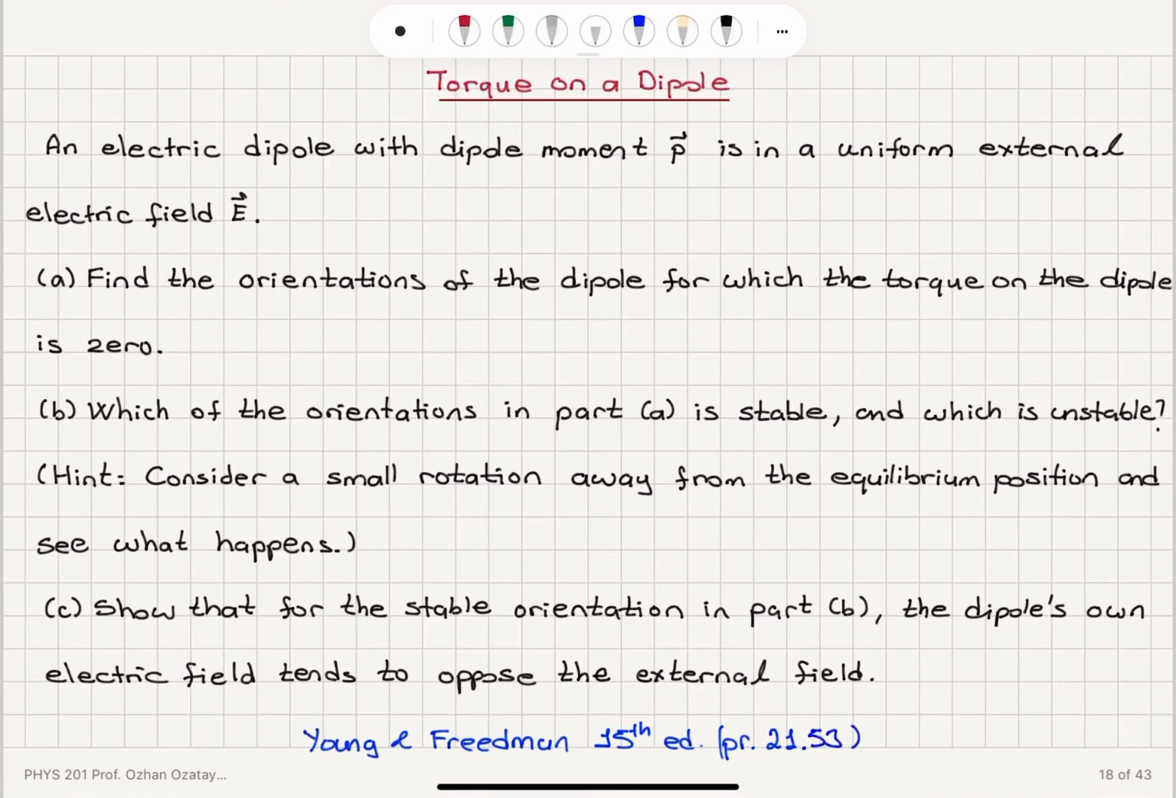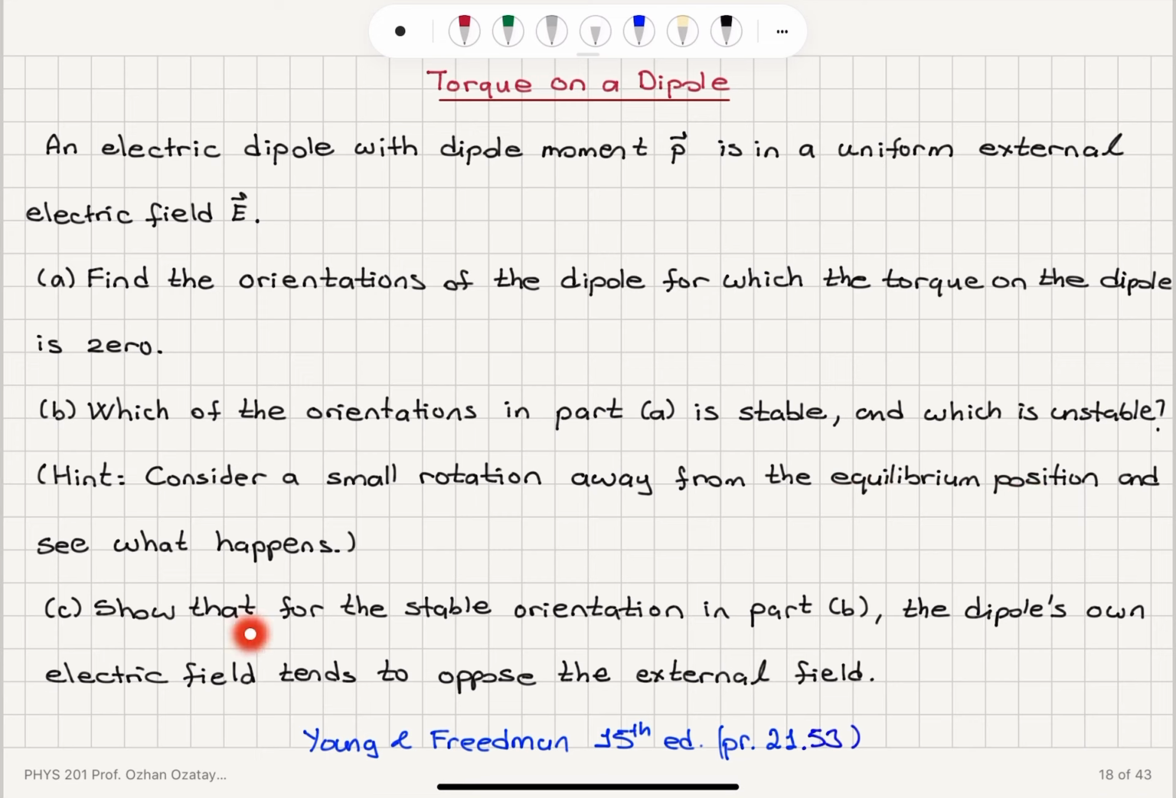Torque on a dipole. An electric dipole with dipole moment P is in a uniform external electric field E. Part A. Find the orientations of the dipole for which the torque on the dipole is zero. Part B. Which of the orientations in Part A is stable and which is unstable? Consider a small rotation away from the equilibrium position and see what happens.